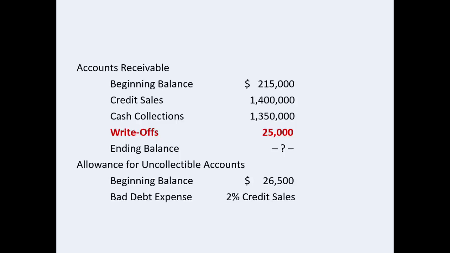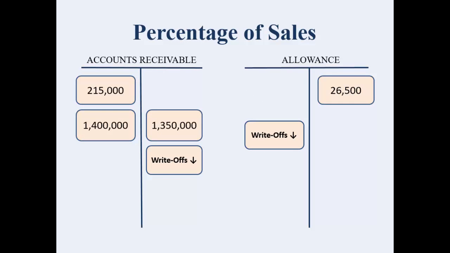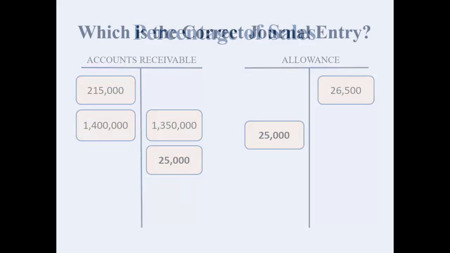Look at your write-offs. How is this going to affect your accounts? Well, you're not recording bad debt when you write it off. You record bad debt when you put money into your allowance account at the end of the year. During the year when you write things off, you decrease accounts receivable and you decrease your allowance. There's your debit and your credit.